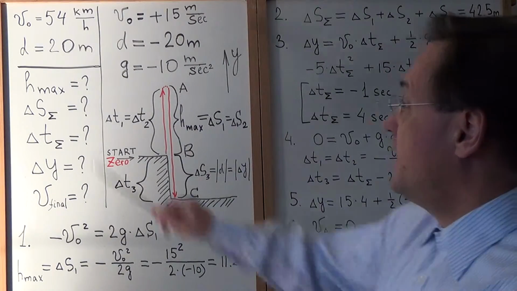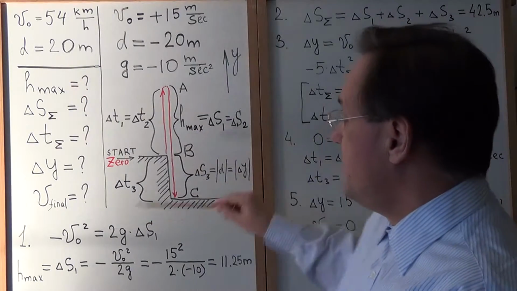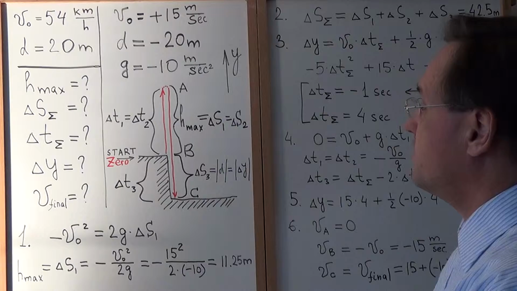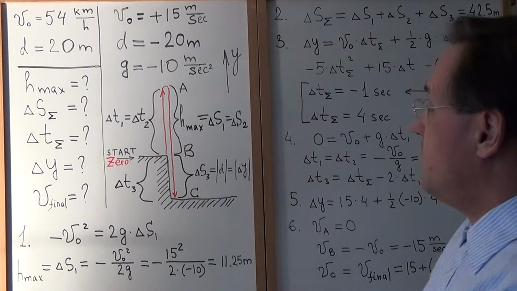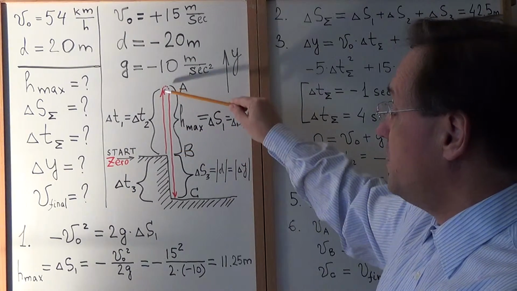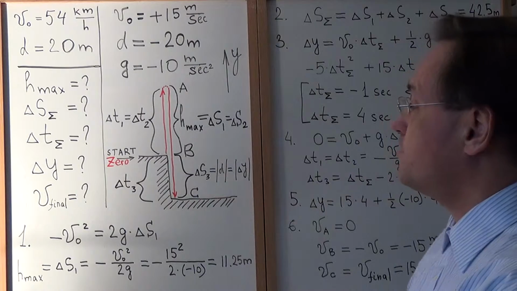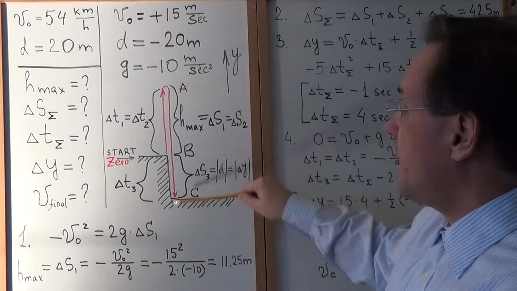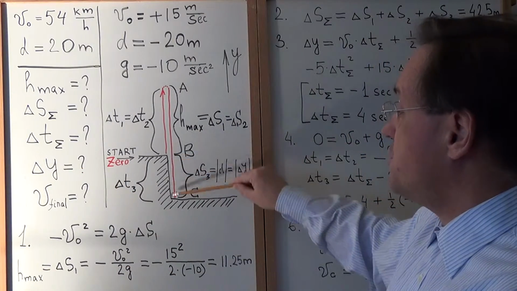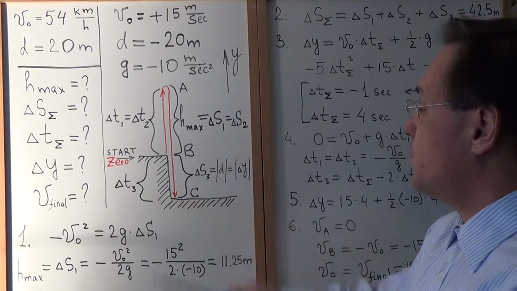Given the initial velocity of the rock, d is the depth of the pit. Question: find maximum altitude from the initial point. Find total distance. Find total time. Find and verify change in position, and find final velocity.